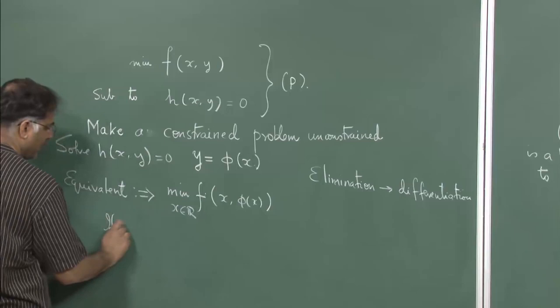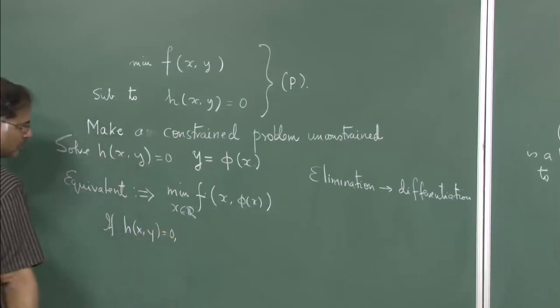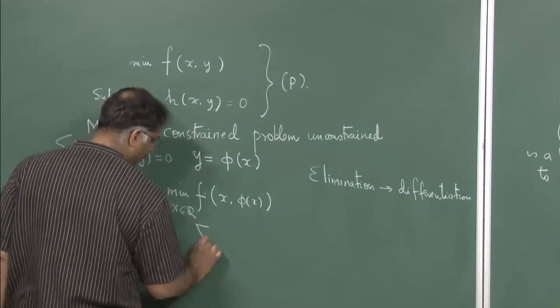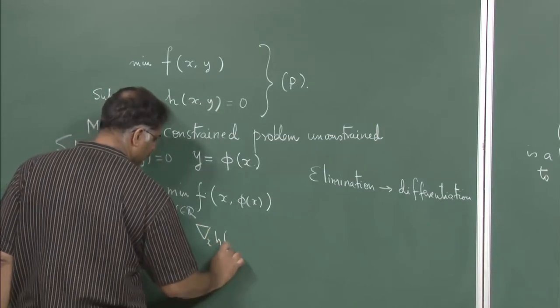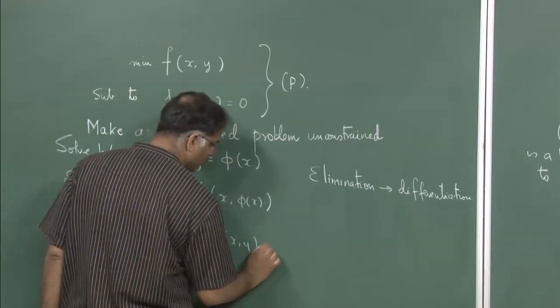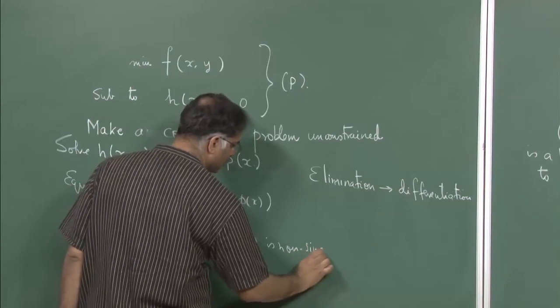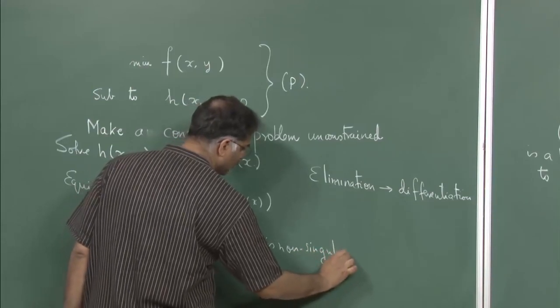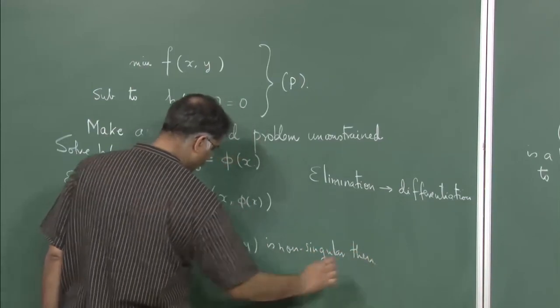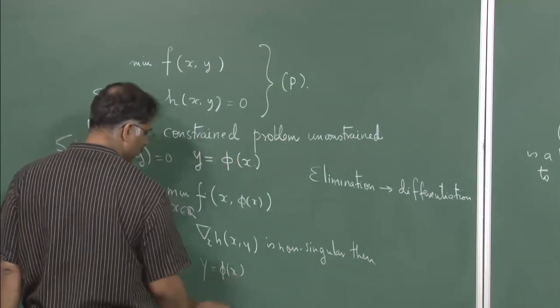So, what you can get is, if h(x, y) equal to 0 and the Jacobian matrix is non-singular, then y is phi of x locally.